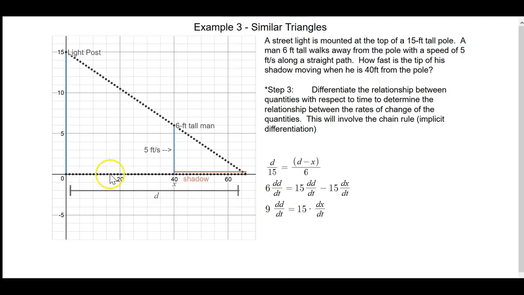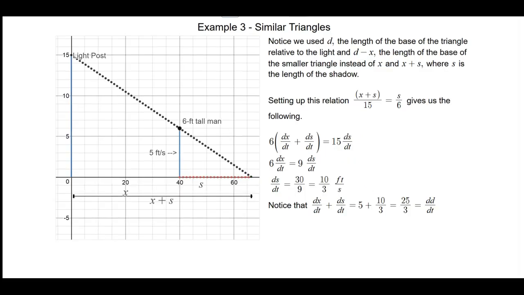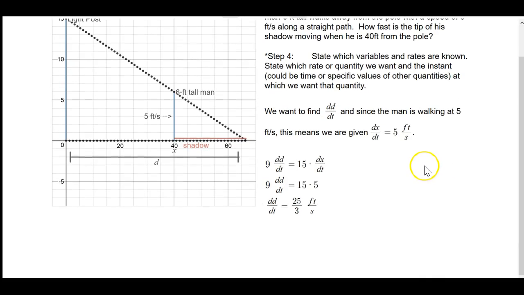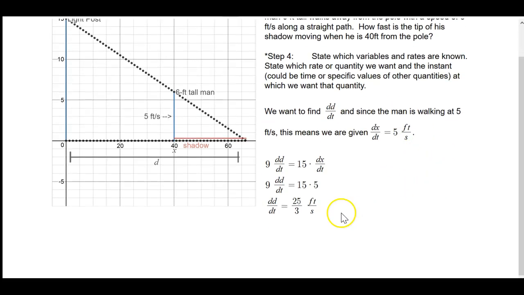The rate at which his distance is changing from the light pole to the man. And we want to find dd dt. So step 4, we figure out what's known and unknown and what we want. So we want dd dt. And we know that dx dt is 5 feet per second. Oops, sorry. So plugging those in, combining step 4 and step 5, gives me 25/3 feet per second.